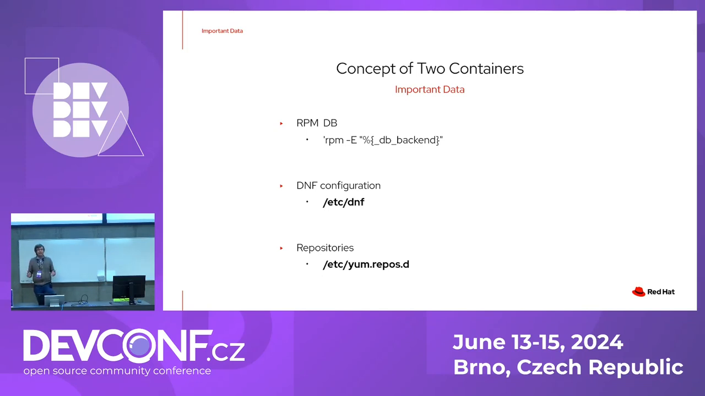Important part, RPMDB. This is the part where you store all the information about installed software. You don't need to share installed files. You just need to get the information that is in RPMDB. It's also good to share information about the settings. It means in /etc/dnf, there is a setting for the repository, or for the DNF handling, and definition of the repositories. It might happen that the set of repositories in your container differs from the repositories of the servicing containers.